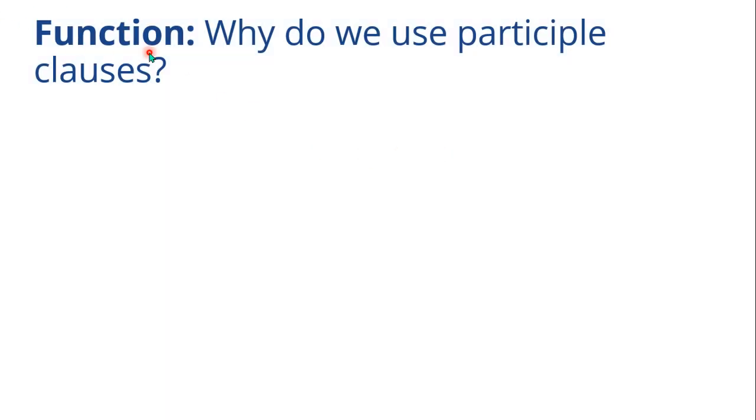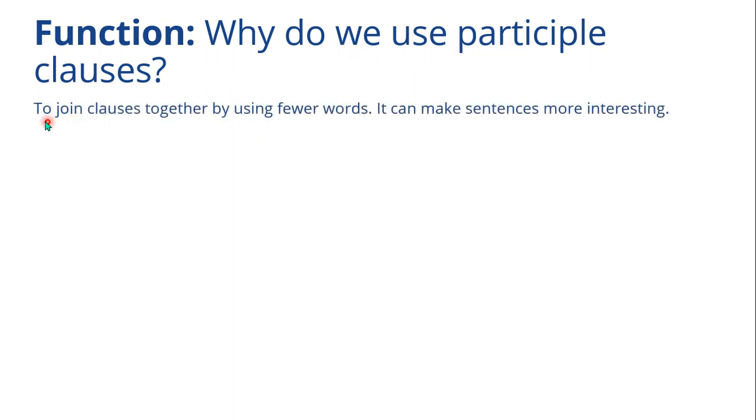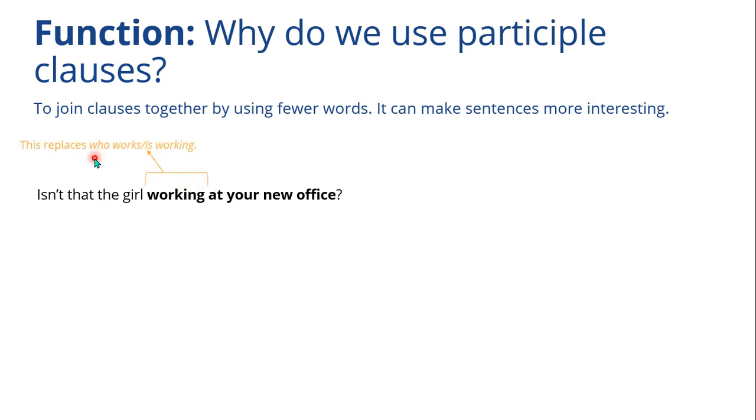Next, number 2 is the function. Why do we use participle clauses? Number 1 is to join clauses together using few words, so it can make sentences more interesting. Isn't that the girl working at your new office? Working at your new office, that is the use of the -ing, right? So this is to replace the use of who works or who is working, isn't it?